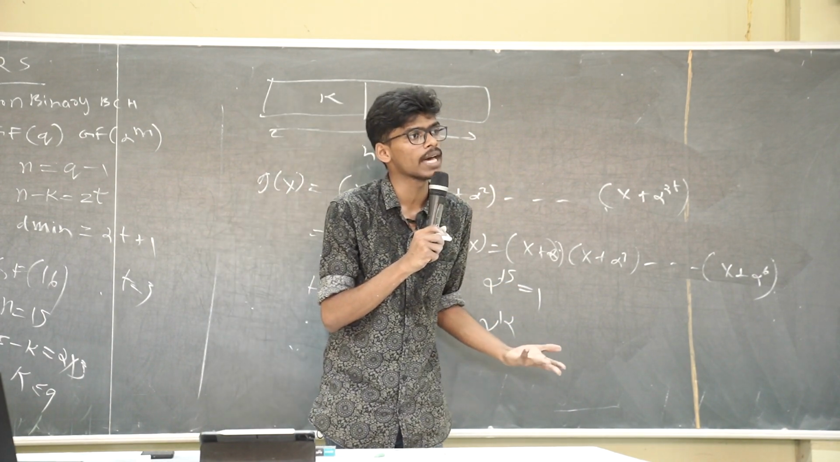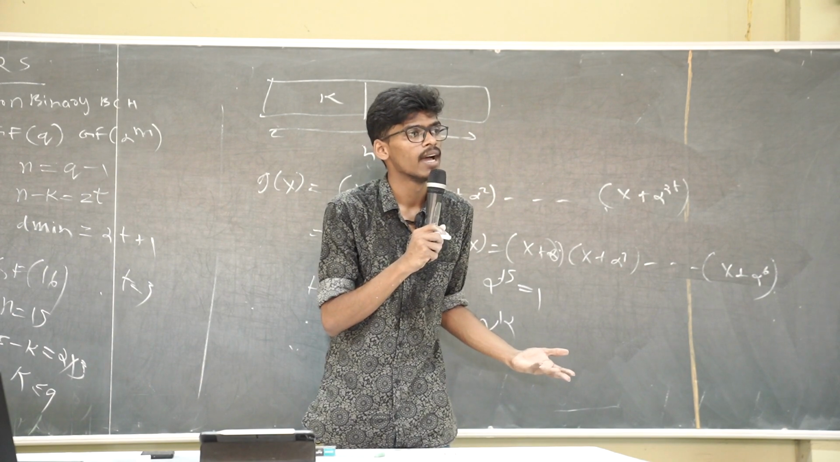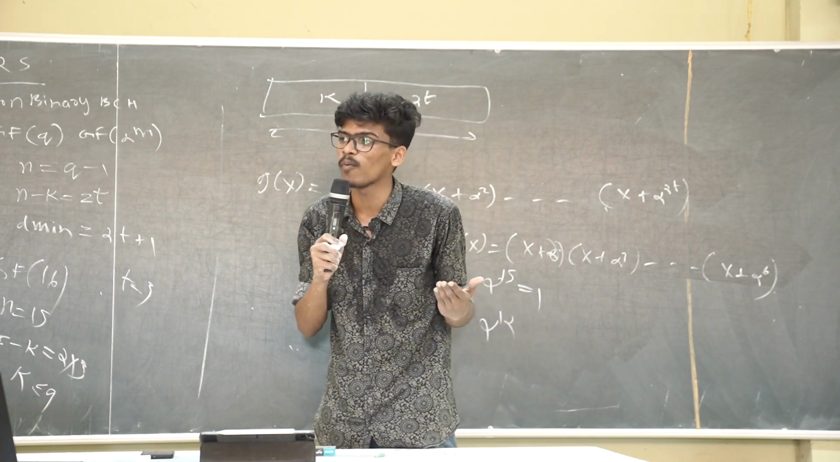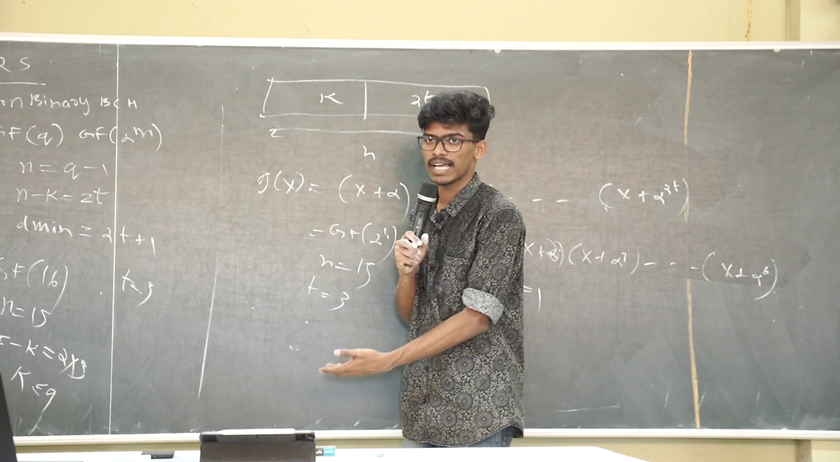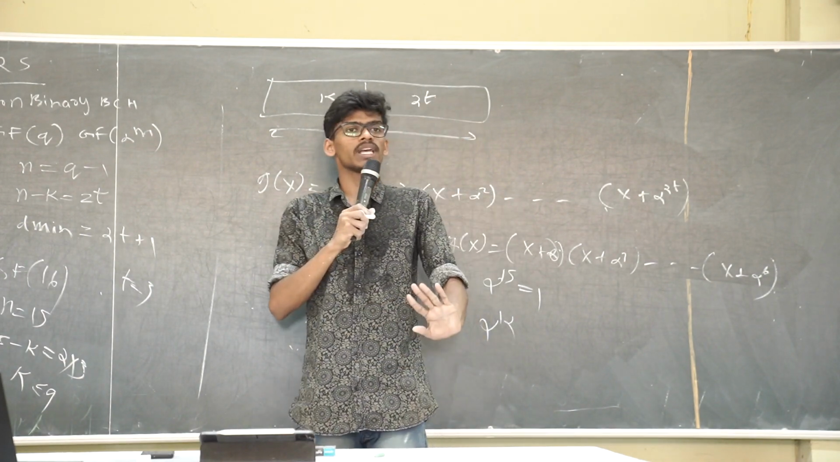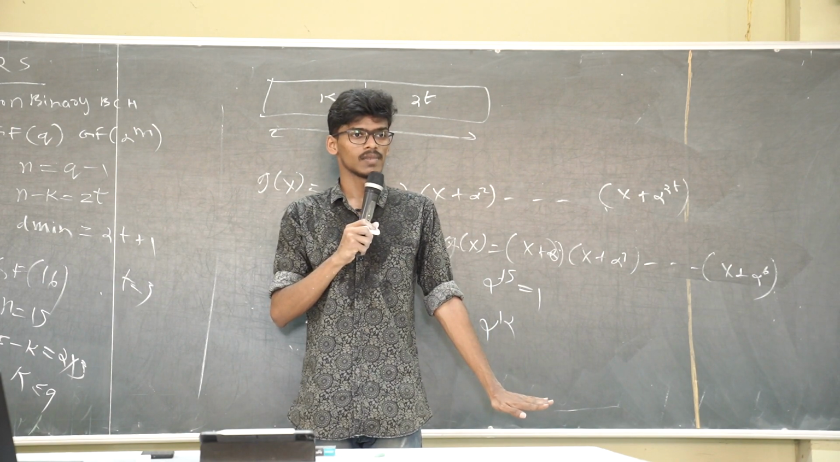What is the use of this RS code? It's a high efficiency code, because of why? The rate is high. K by N is high compared to BCH code. So we completed both codings.